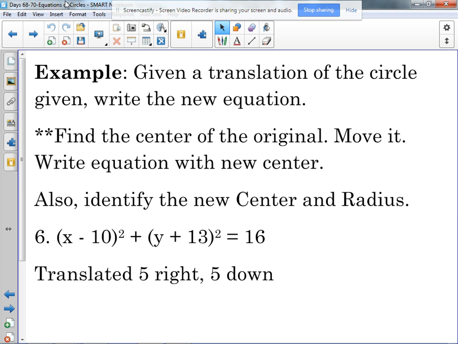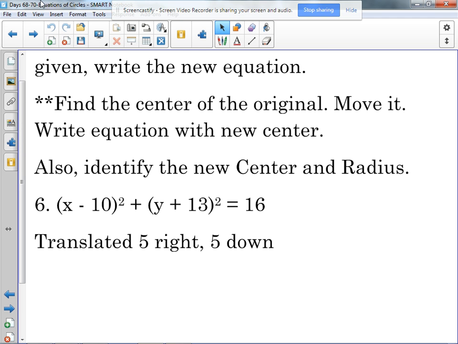So the only part of the equation that will change are these numbers right here, okay? With the x and with the y. The radius over here on the right side is not going to change. Because, again, we're not changing the size of the circle, we're just changing its location. So I think the easiest thing to do here is to identify the original center.